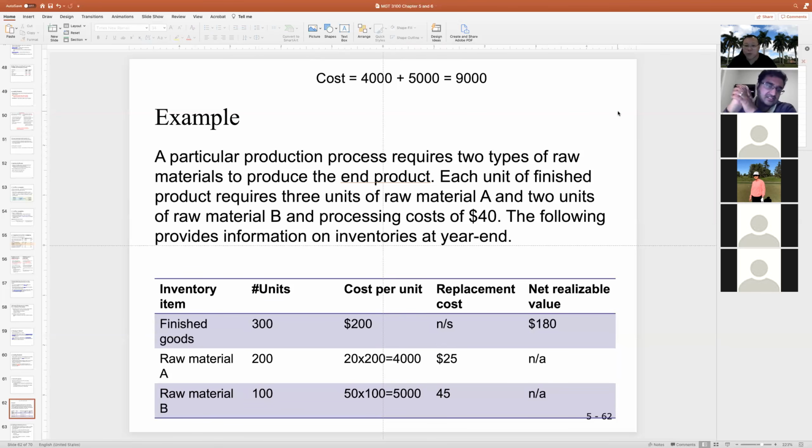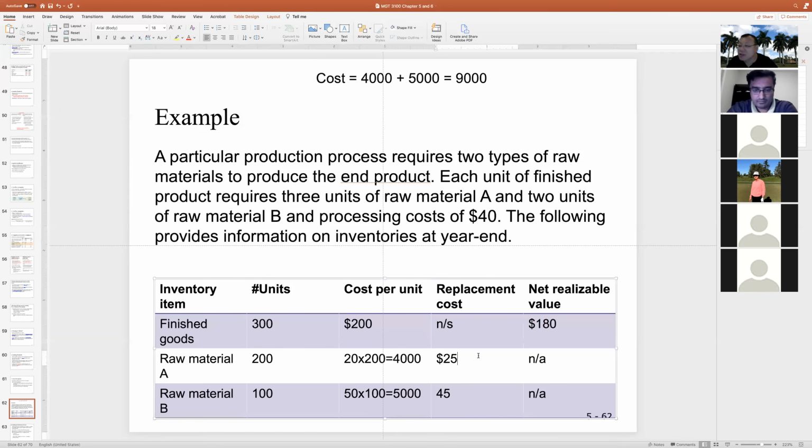Sorry, is it this particular example that you would just group the raw materials A and B together, or will there be examples where you have to do it individually? If you only need raw material A to make these finished goods, then you just evaluate A. So it depends on the question. Okay.